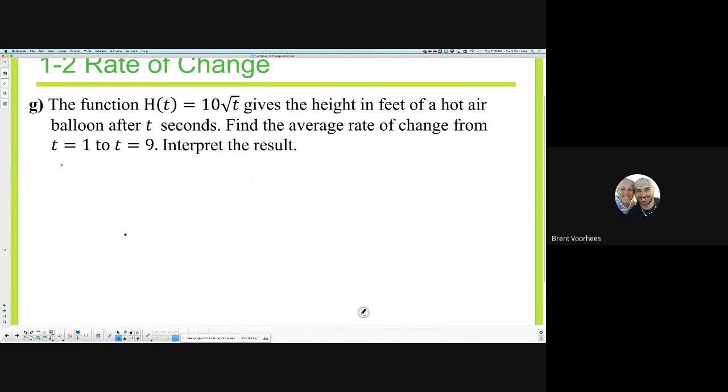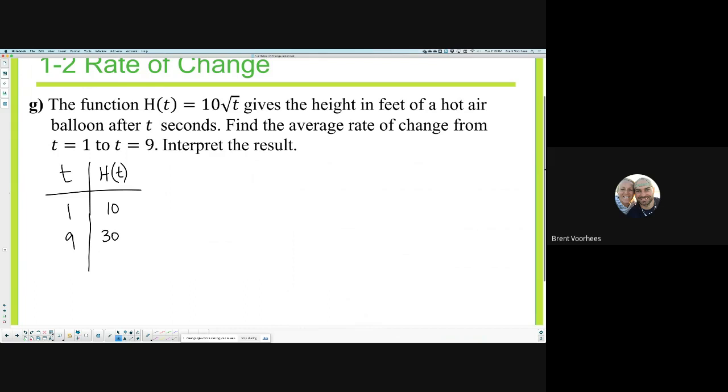In the T column, we have 1 and 9. And in the h of t column, if you plug in a 1, what's the square root of 1? 1 multiplied by 10. We had a 10. And then when you plugged in a 9, what's the square root of 9? 3. Multiply that times 10. 30. Okay, so we have that.